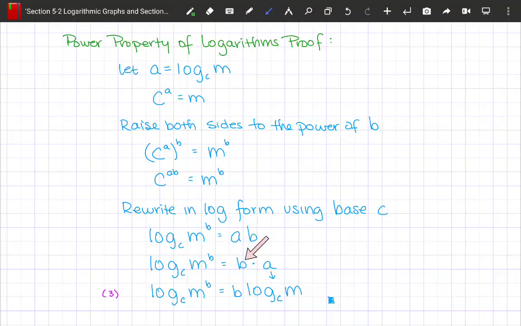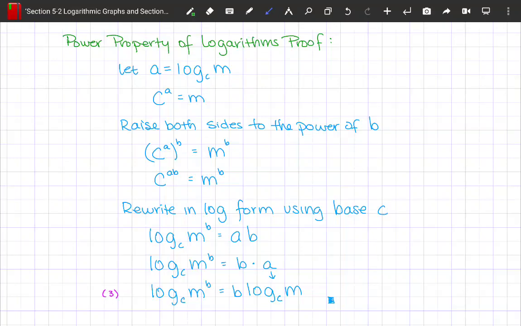But I just reversed the order here, and we know from the very beginning what a was, and so there it is. This is the power property. The power property simply says if you have an exponent in the argument of a log, that exponent has to be on the entire argument, then you can move that exponent out in front of the log and multiply by the exponent. And that's the power property.